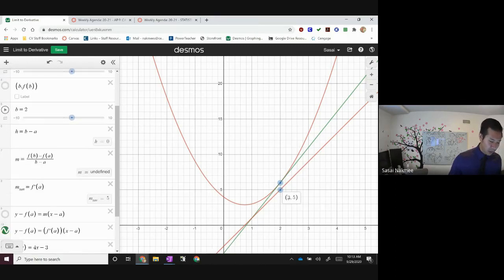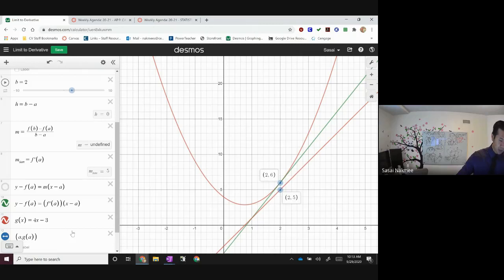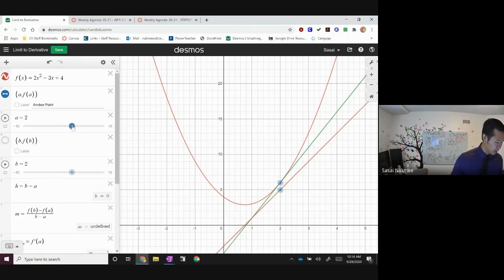And look, at this point right here, it's 2 comma 5. Well, what's the slope of the tangent line at 2 comma 5? The slope of the tangent line is equal to 5. What this new line that I just graphed right here, this 4x minus 3, represents is all the slopes of any tangent line along the way. Like, what are you saying? What I'm saying is this.